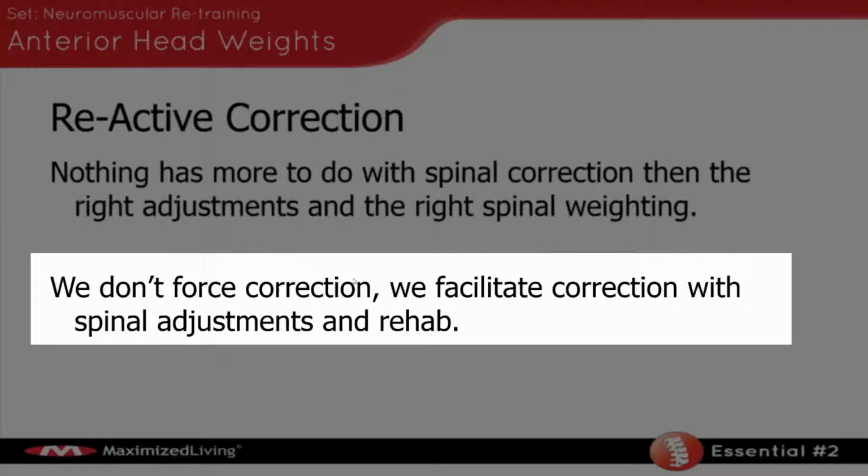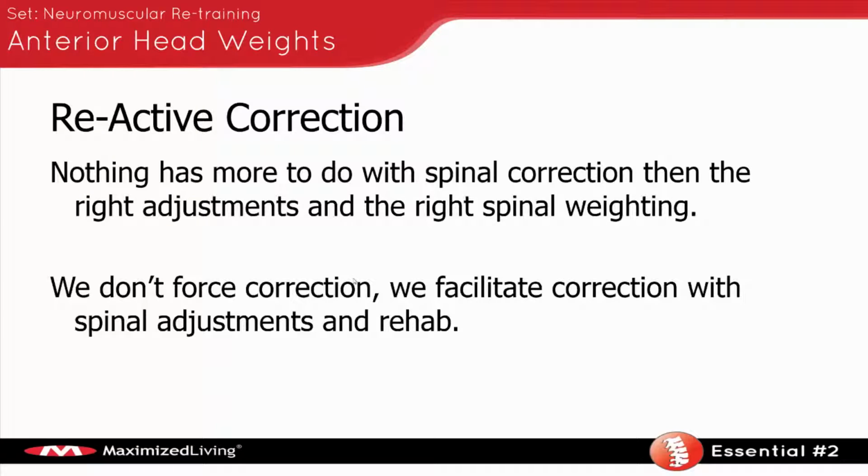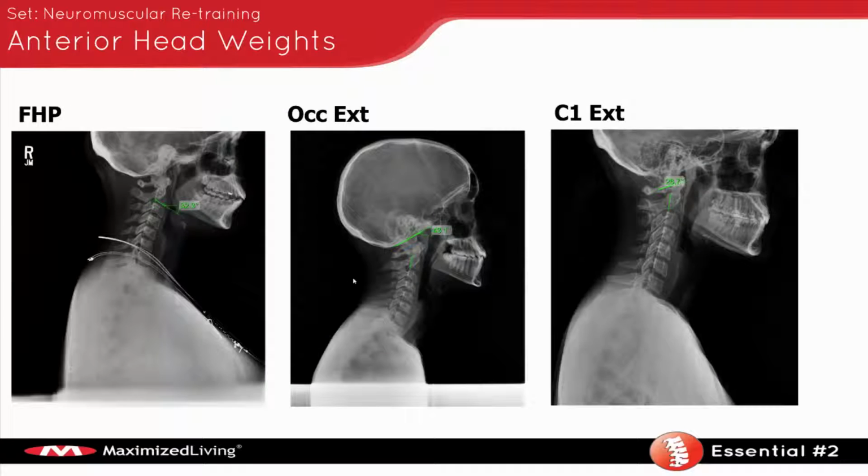We're not trying to force the spine into a position that it's not meant to go into. We're just trying to facilitate the correction by removing neurological interference and supporting the healing process once that removal of that interference is done. So anterior head weights have three primary indications.